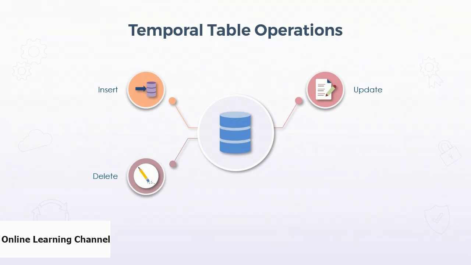Then the current table record is updated with new values, and its row start column is set to the current transaction datetime. And finally, during a merge, the insert, update, and delete operation behaviors already mentioned are in play, since a merge is basically some combination of those actions.